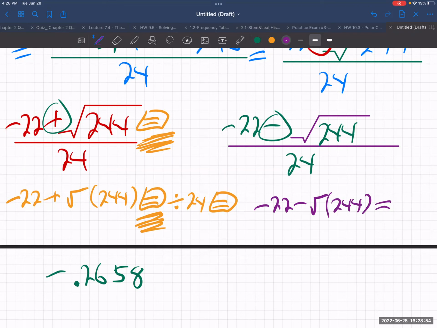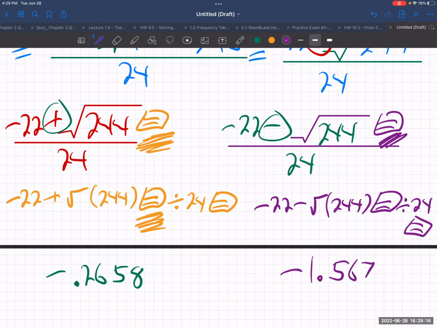I'm going to hit equals when I'm done with the top. Same thing here, always hit equals and then divide by the 24 and hit equals again to finish it off. So I go negative 22 minus second square root 244 equals, divided by 24 equals, and I'm getting negative 1.5675.